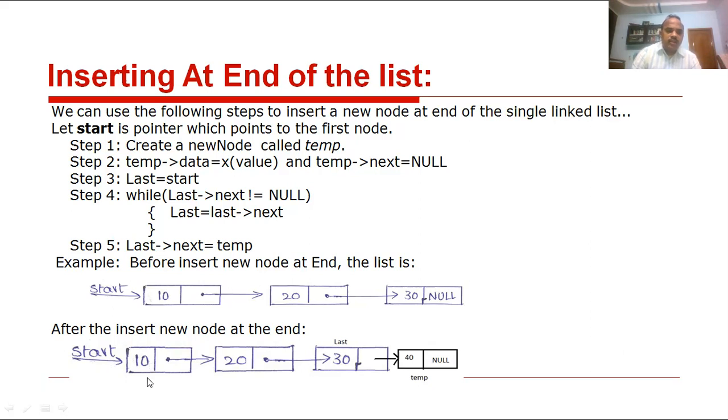Start to data is 10. Then start equal to start to next, start to data equal to 20. Start equal to start to next, then start to data equal to 30. Then start equal to start to next, start to data equal to 40. Then start to next equal to, is there any link? Null. If it is null, then control exits, there is no element left in the list. That is called traverse.